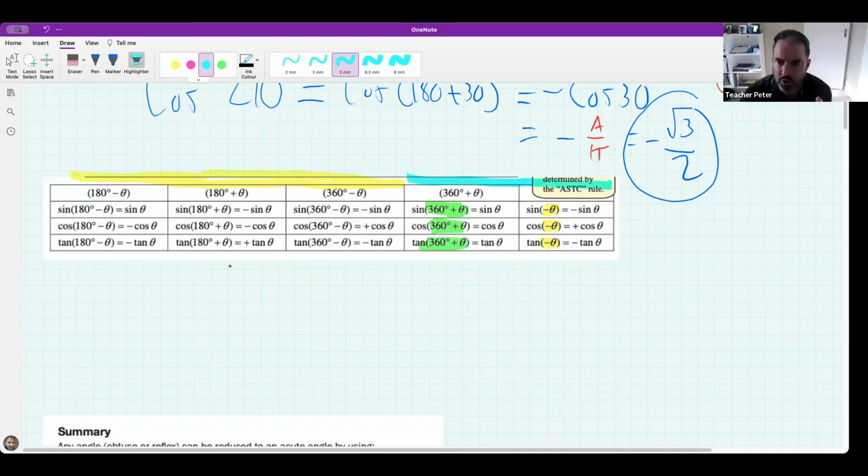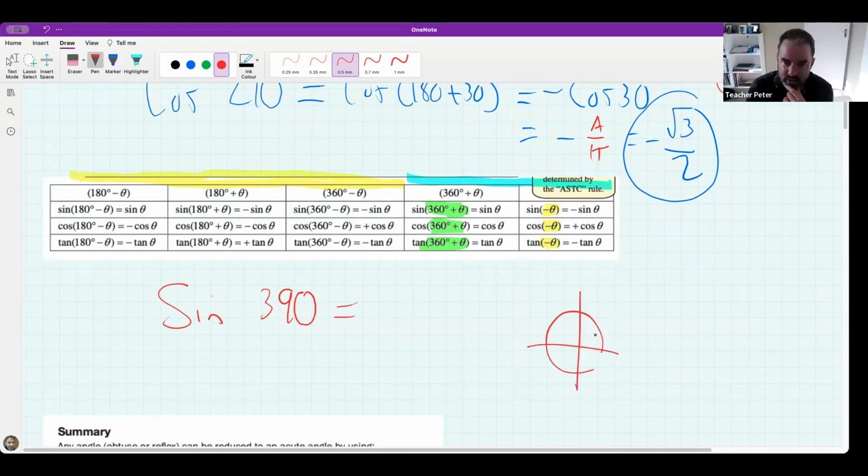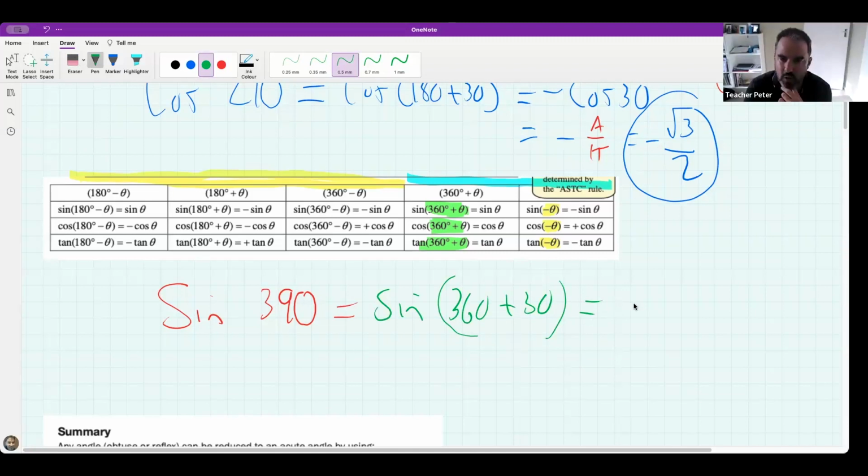The good news is it's actually really easy. So if I give you something like the sine of 390, and I want to reduce that, what you'll notice is that I've gone the whole way around the circle, and then I've gone into quadrant 1. And so I can rewrite this like this. And then you ask yourself, what quadrant am I in? I'm in quadrant 1, where everything is positive, and so then I write it as the sine of 30.